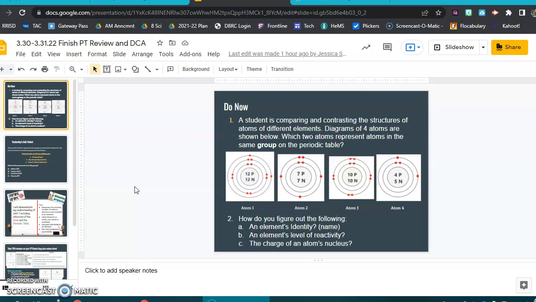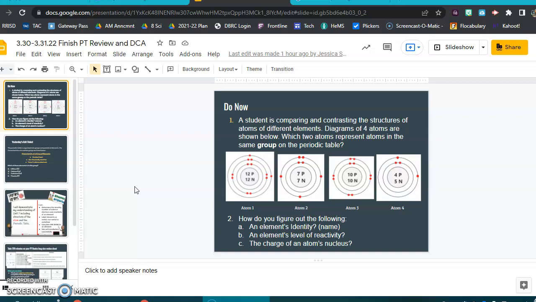So a student is comparing and contrasting the structure of atoms in different elements. Diagrams of 4 atoms are shown below. Which 2 atoms represent the same group in the periodic table? We would look at these, and I think our first suggestion might be to look at valence electrons or look at numbers of protons. As we're looking at our periodic table, that is how you would want to handle this.